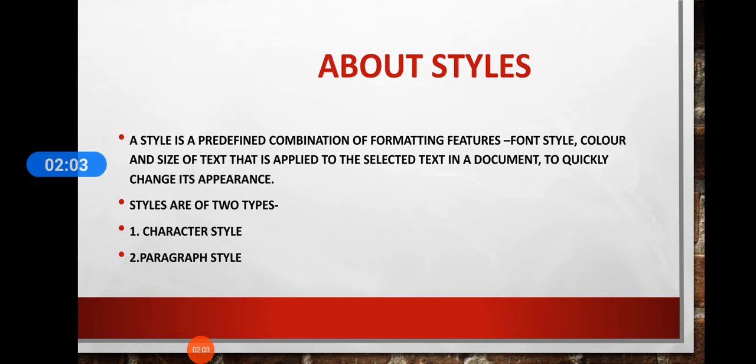Children, we will see about the character style. A character style affects the selected text within a paragraph, such as font name, size, color, bold, underline, borders, and shadings. Then, a paragraph style controls all aspects of a paragraph's appearance, such as text alignment, tab stops, line spacing, and borders. And it can also include character formatting.